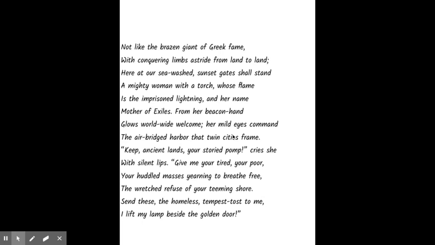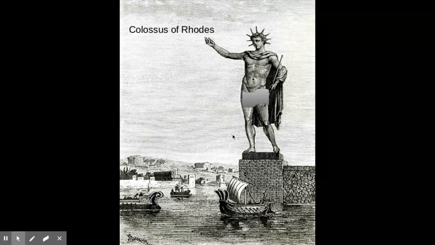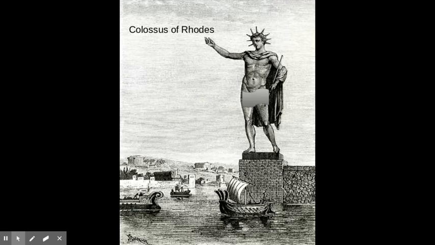And I'm going to skip ahead just a little bit and show you. This is the Colossus of Rhodes. This is the original statue. And the Colossus of Rhodes was supposedly there to defend the waterways and the entryway into Rhodes. He was a warrior.